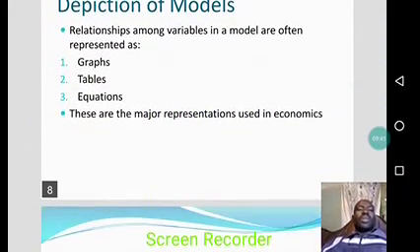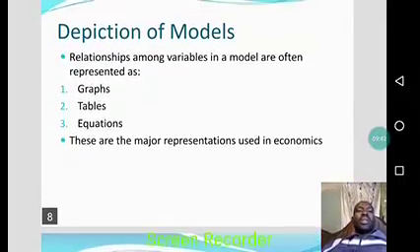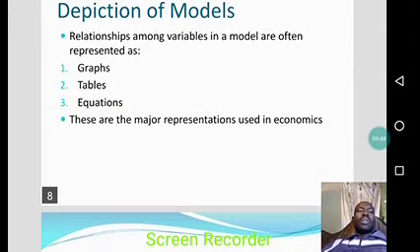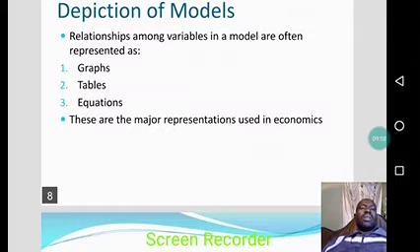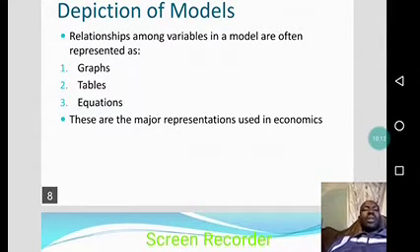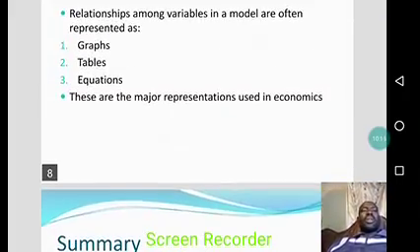The depiction of models. Many times in economics, you will come across graphs, tables, and equations. And those essentially are models, okay? So they're trying to help you understand something about the relationship between variables. So models are often depicted in such a way. Okay, I hope we understand that.